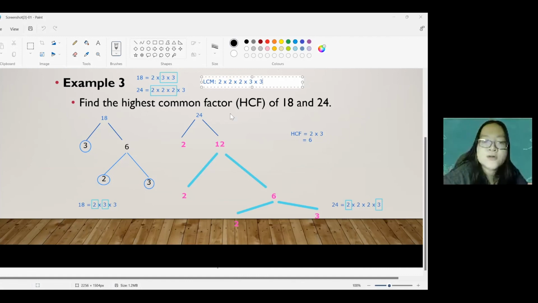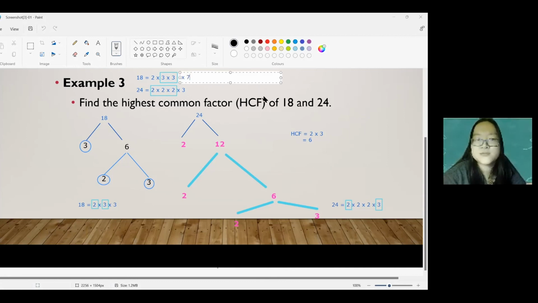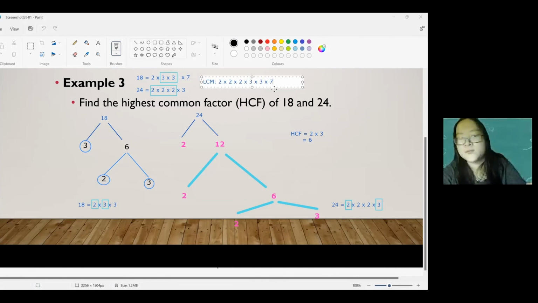So I know if it has 3 2s, then of course 18 will go into it because 18 only has 1 2. If it has 2 3s, then of course 24 will go into it because 24 only has 1 3. And let's just say if one of the numbers had another factor that the other one didn't, let's say this number had a times 7 for some reason, then we would also need a times 7 in our LCM. So basically the LCM has to have all the factors of both numbers, but don't repeat any.